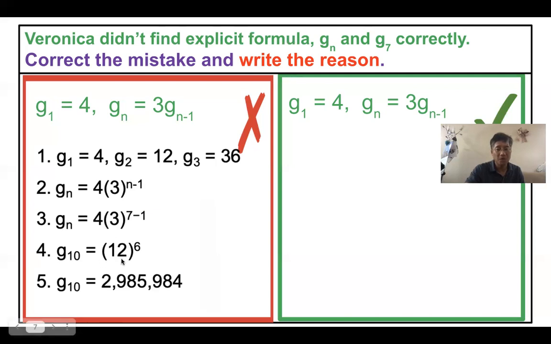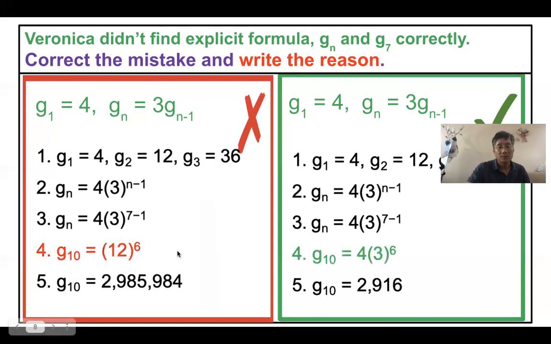Is it correct? No, here Veronica made a mistake. You cannot multiply 4 and 3, right? You're supposed to do the exponent first. So she made a mistake here, and then obviously this could be wrong too. So g of 7 is equal to what? 4 times 3 to the 6th power. You can just put this exactly like this into the calculator and you get 2916. If you want to do it step by step, do 3 to the 6th power first and then multiply by 4. All right.